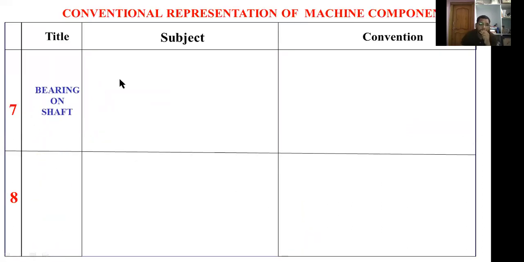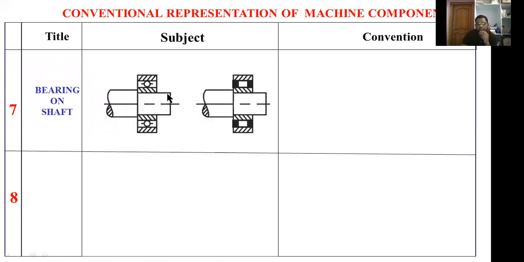First one, bearing on shaft. This one is the actual figure. This is the shaft, and this is the bearing. Here I am showing the sectional view of the bearing. This is the ball bearing. This small circle represents balls, so this bearing is called a ball bearing. Here, instead of the ball, I am drawing a rectangle. This rectangle shows rollers, so this bearing is called a roller bearing.